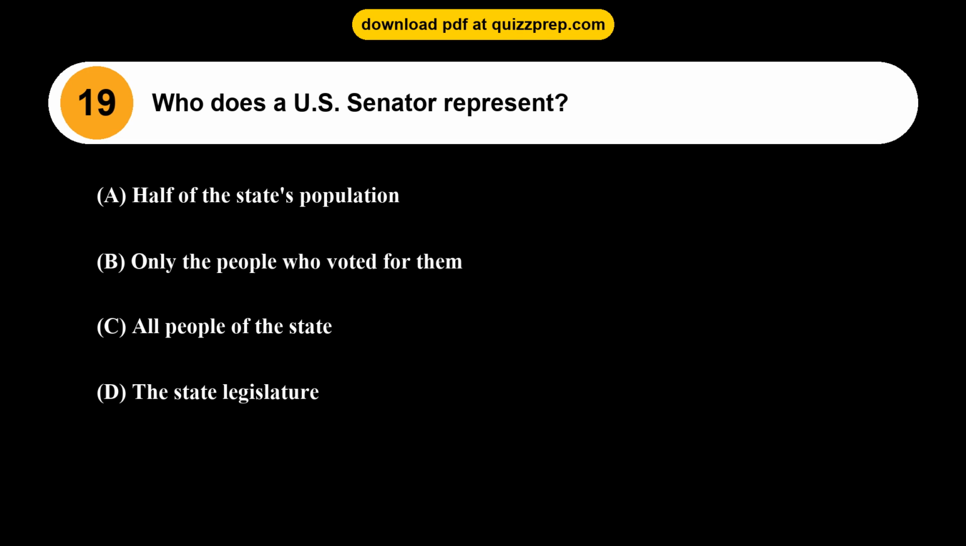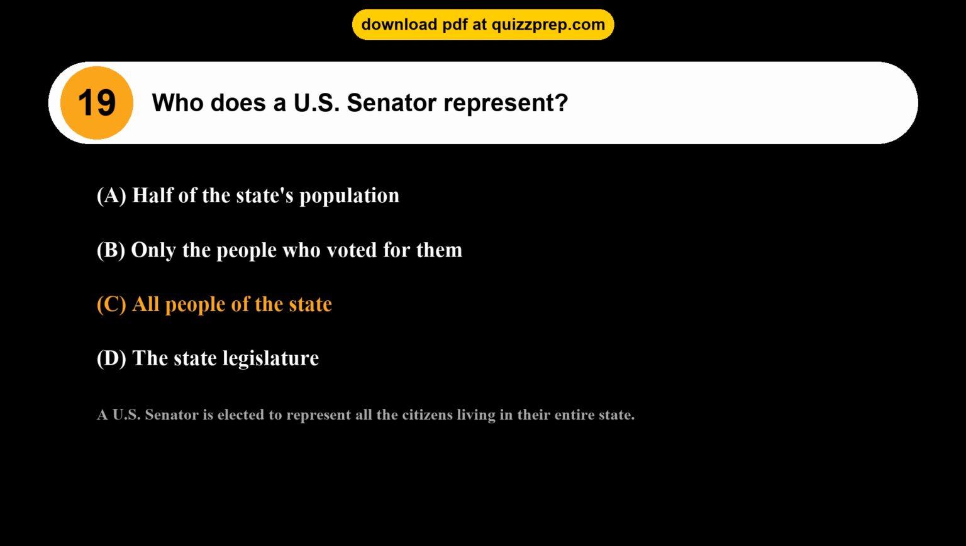Question 19. Who does a U.S. Senator represent? Option A. Half of the state's population. Option B. Only the people who voted for them. Option C. All people of the state. Option D. The state legislature. The correct answer is option C. All people of the state. A U.S. Senator is elected to represent all the citizens living in their entire state.